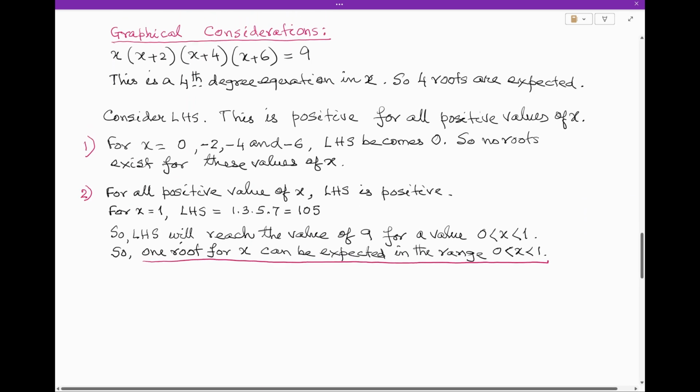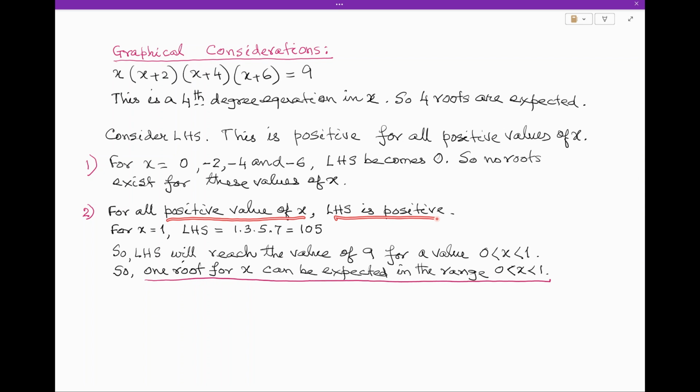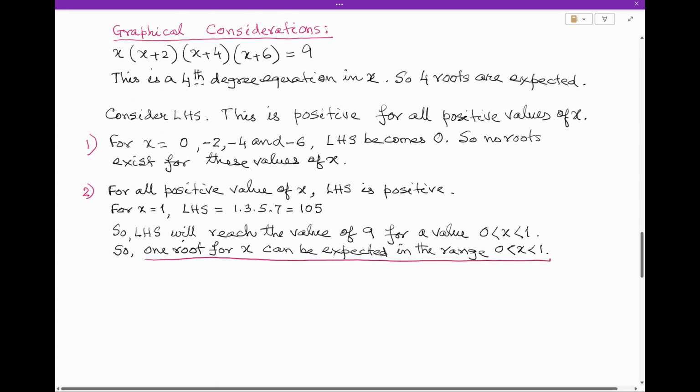Again, for all positive values of x, the left hand side is positive. For x is equal to 1, left hand side is equal to 1 multiplied by 3 multiplied by 5 multiplied by 7 is equal to 105. So, the left hand side will reach the value of 9 for a value which is more than 0 but less than 1. So, therefore, we expect one root of x in the range of 0 to 1.